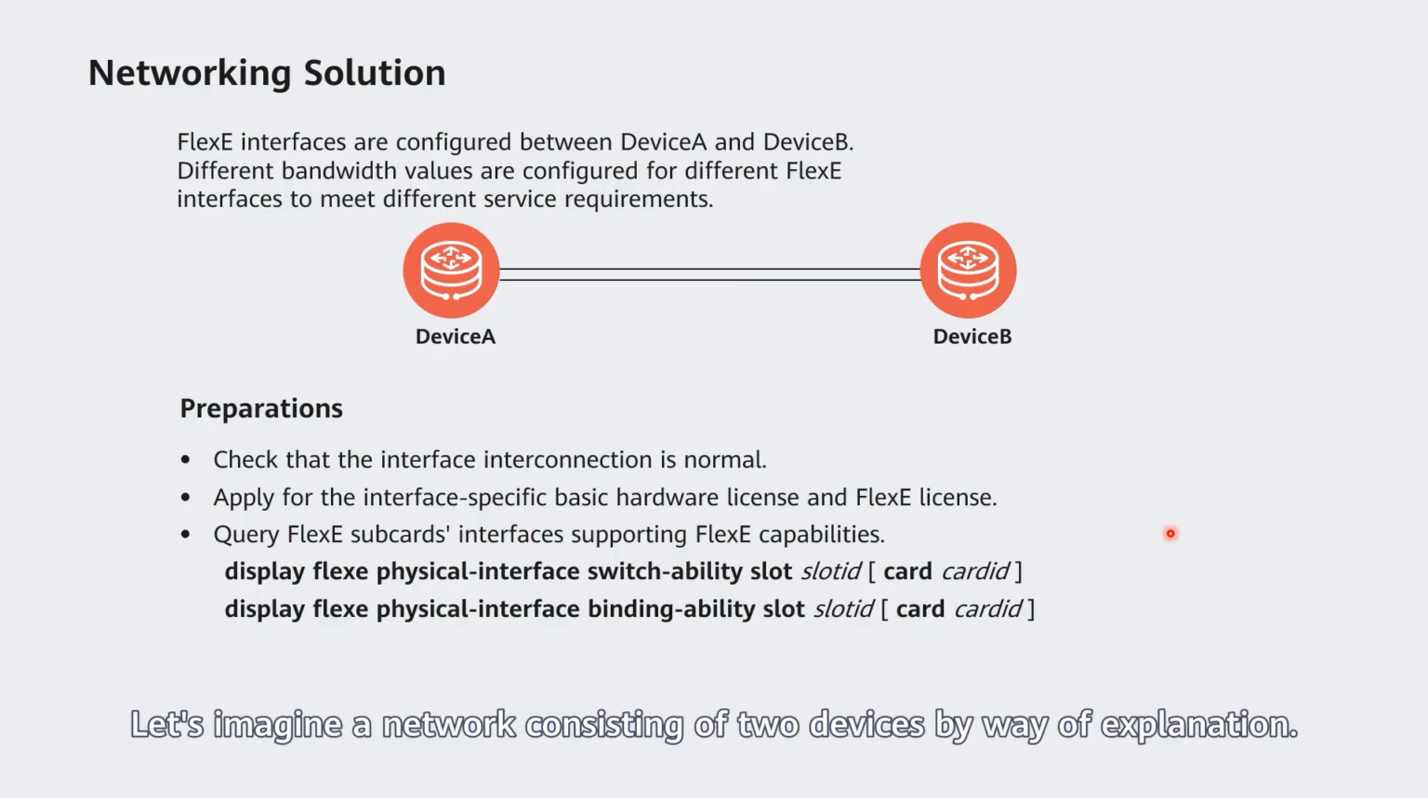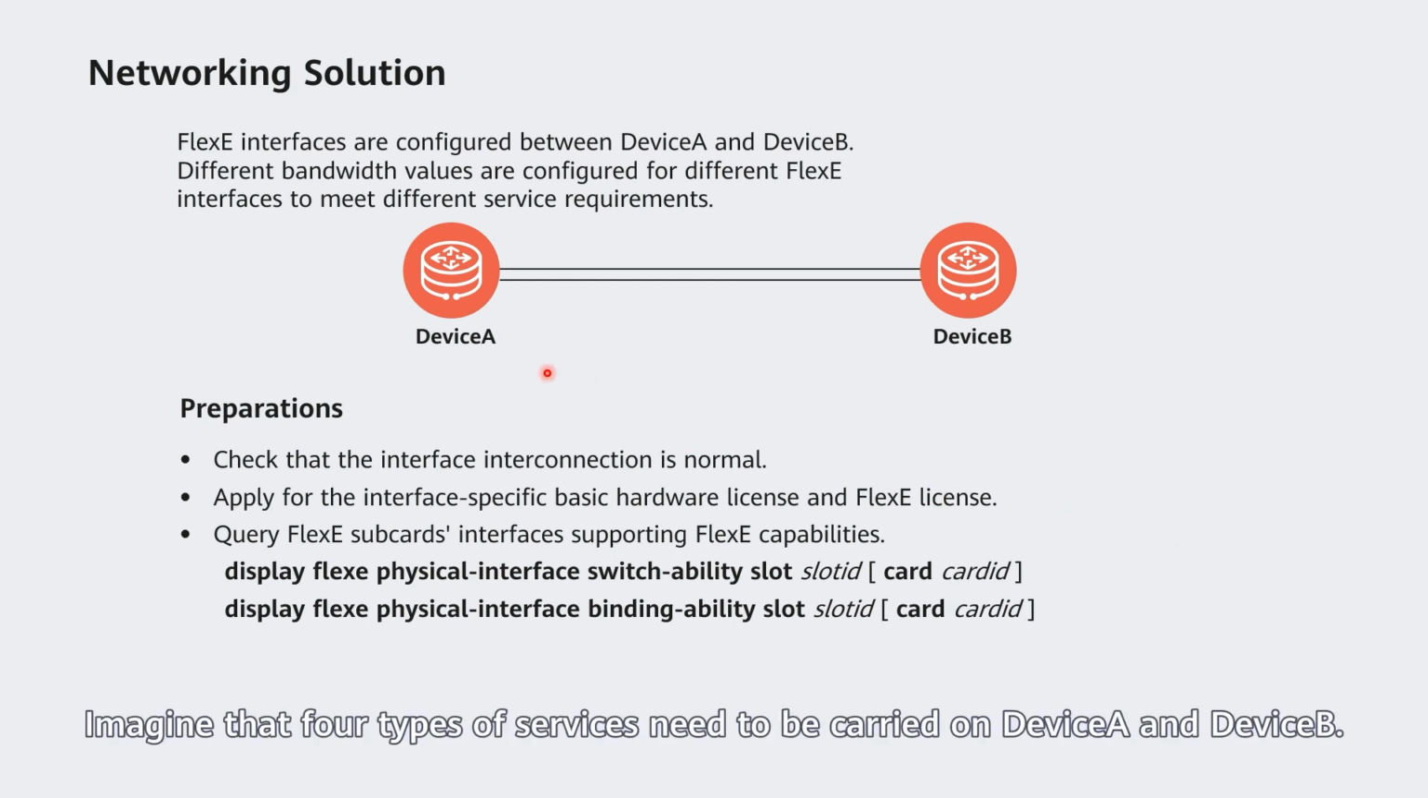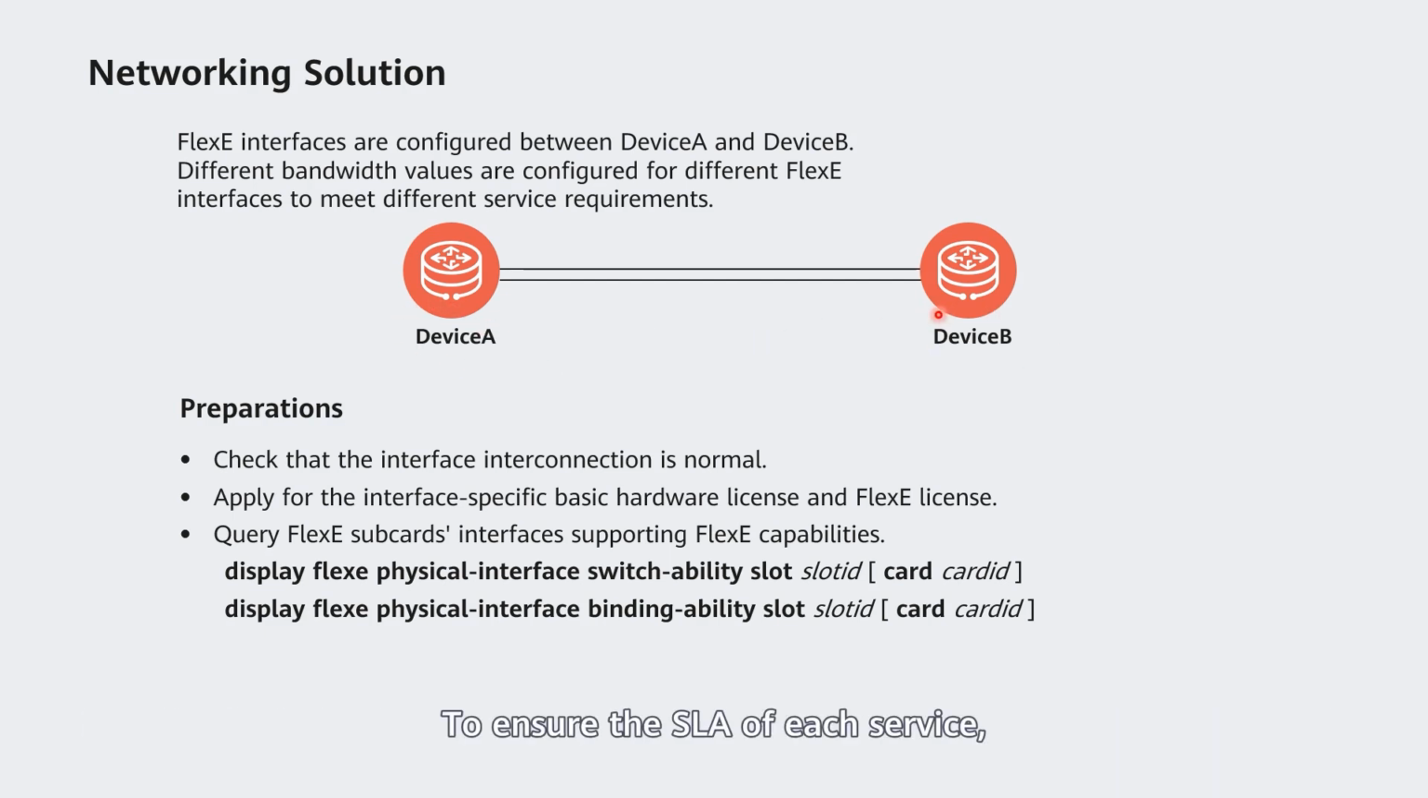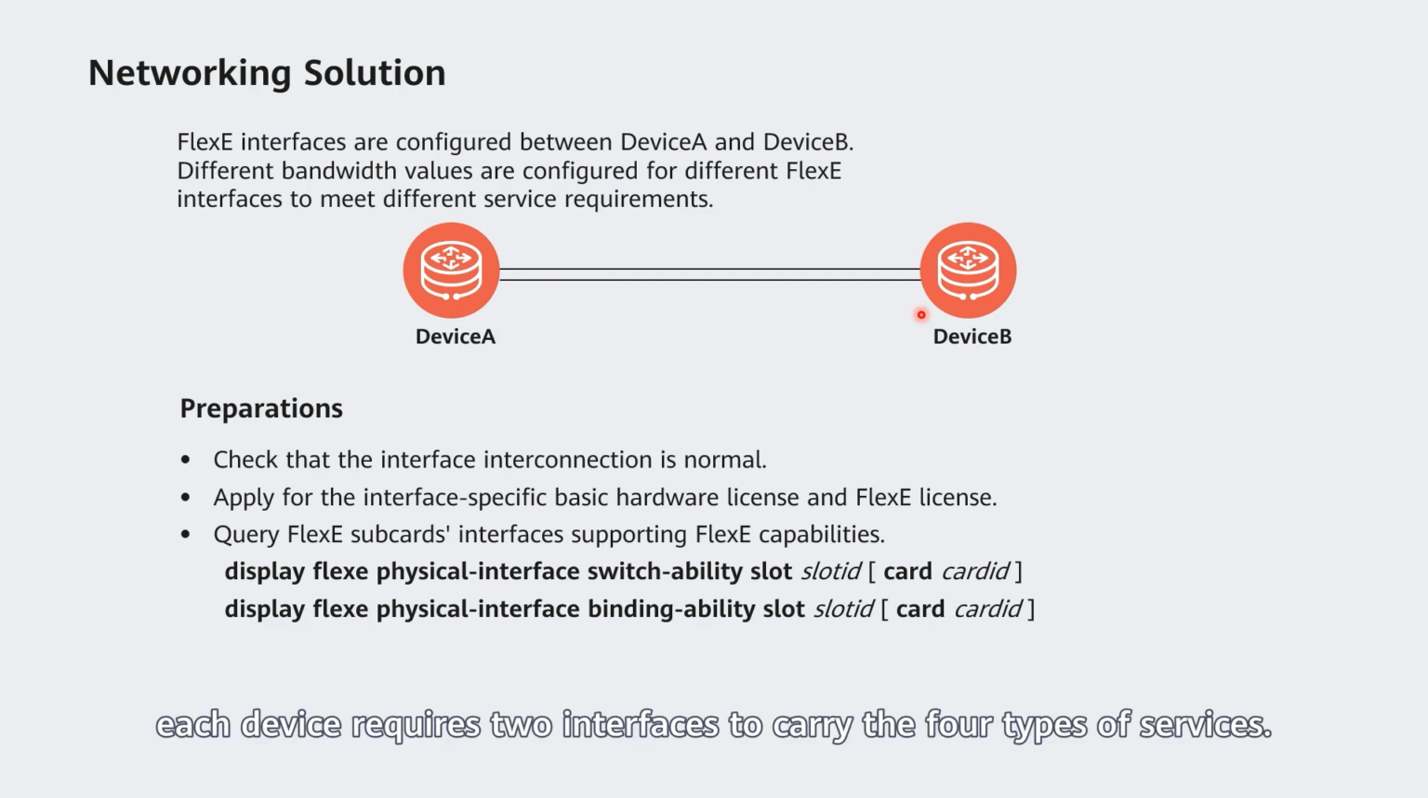Let's imagine a network consisting of two devices by way of explanation. Imagine that 4 types of services need to be carried on device A and device B. To ensure the SLA of each service, configure FlexE interfaces between the devices and set bandwidth values to 4 gigabits per second, 15 gigabits per second, 20 gigabits per second, and 30 gigabits per second. So if the rate of a single interface is 50 gigabits per second, each device requires 2 interfaces to carry the 4 types of services.